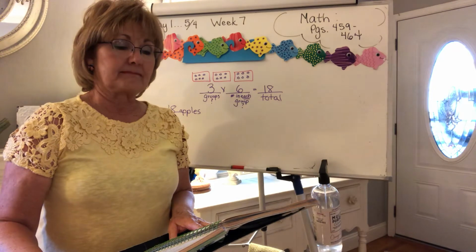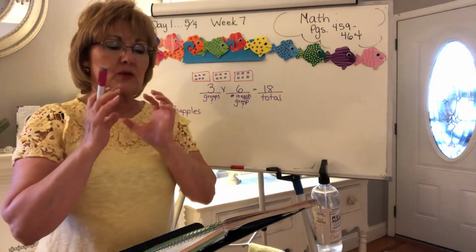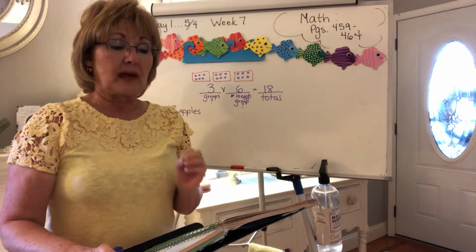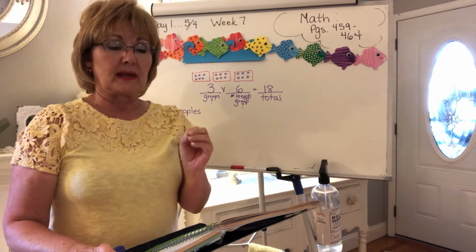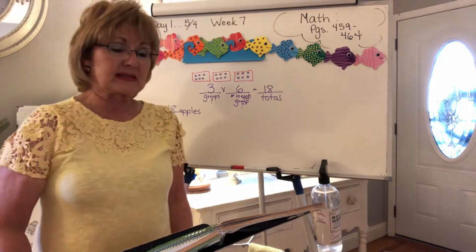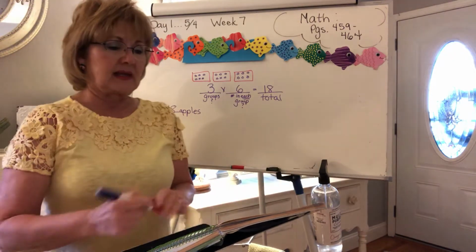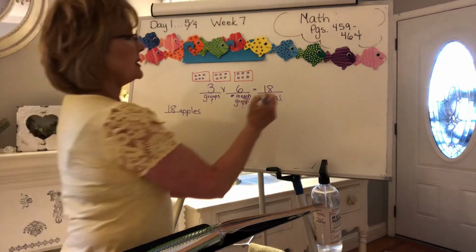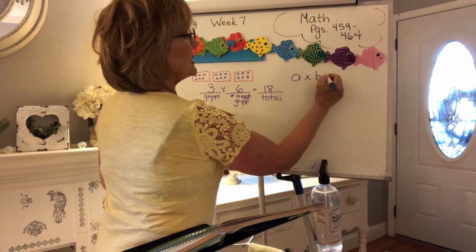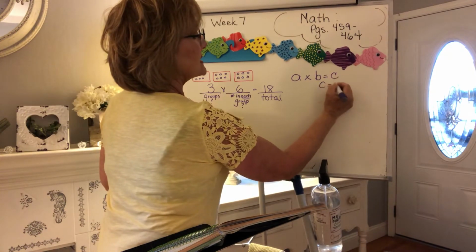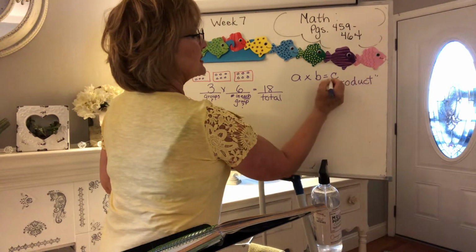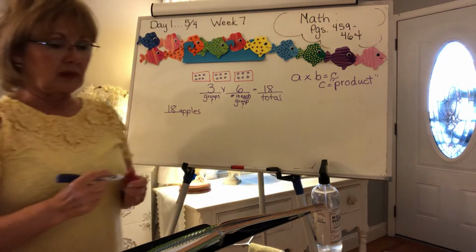16 is the... So you add equal groups. They said add, that could be confusing, but if you have equal groups, you can multiply. So you want to write multiply. So 16 would be the product because the answer to a multiplication problem, okay, A times B equals C. C is called the product.